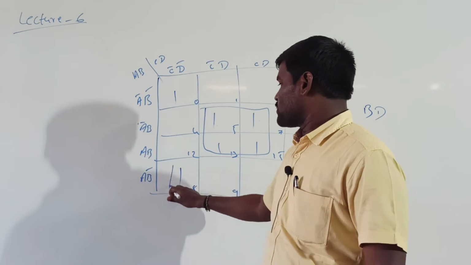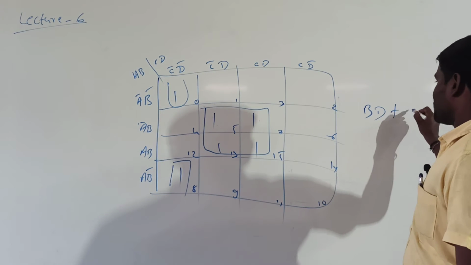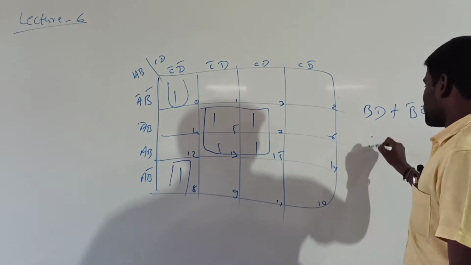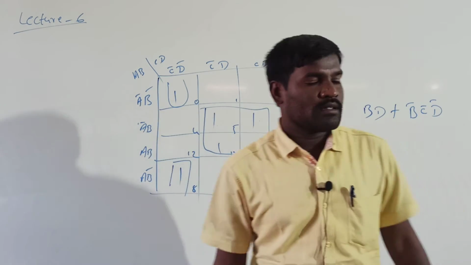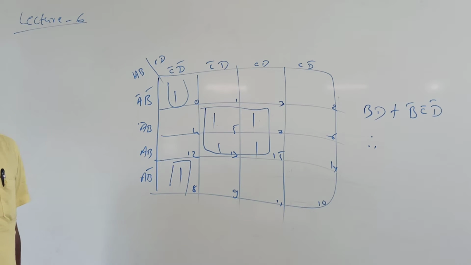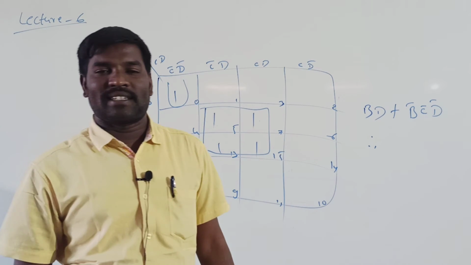See here, 1 is there, 1 is there. What about these 2 ones? You can pair them. Pair means the result is plus B bar, C bar, D bar. So this is the reduced expression: BD plus B bar, C bar, D bar. So it is very easy as compared to applying the Boolean laws.